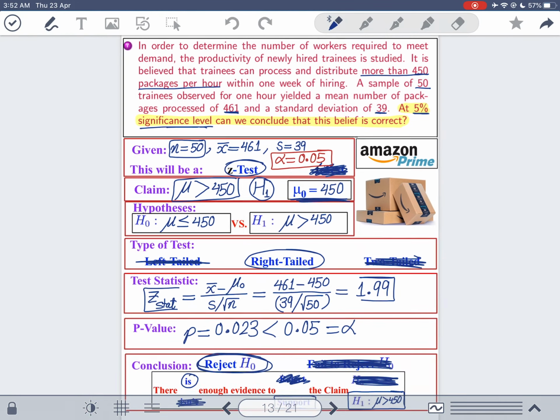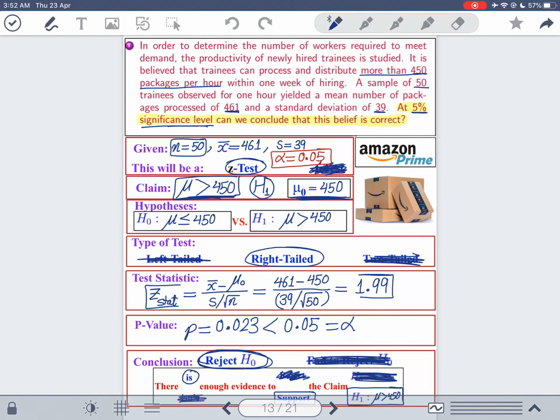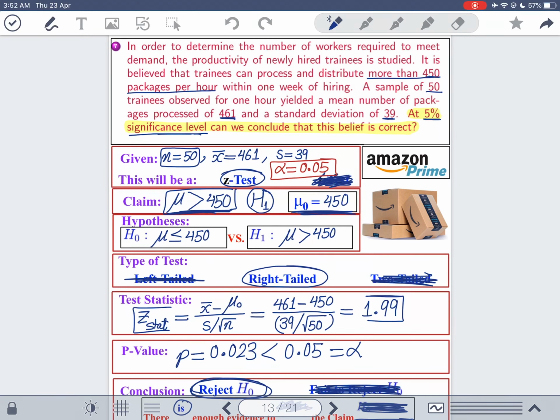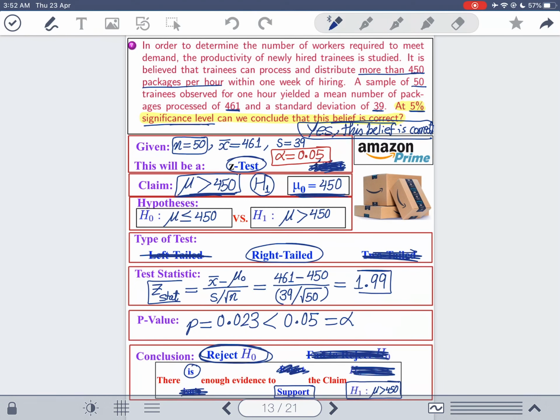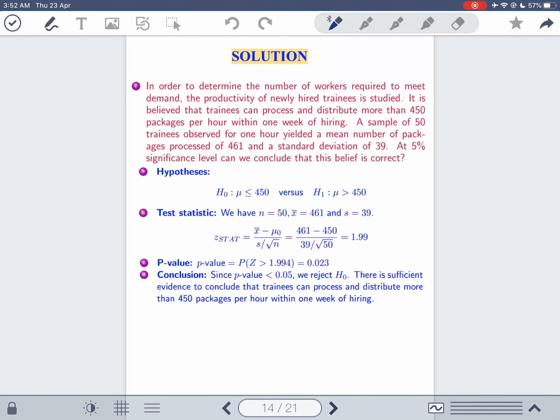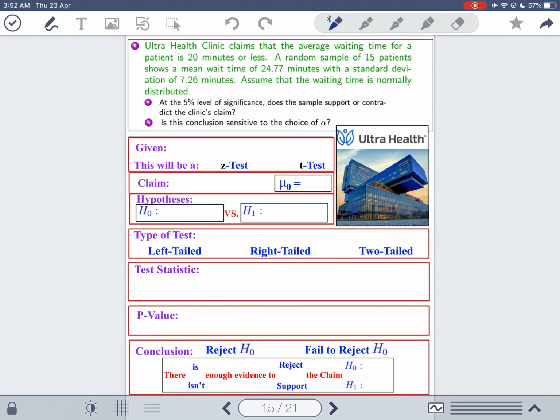Our claim was that the trainees can process and distribute about 450 packages per hour. So this means that our conclusion would be, can we conclude that this belief is correct? You will say, yes, this belief is correct. Very nice. See how you are making decisions now. All right. So this is this question. We finished it. This is the solution typed, and now we go to the next question.